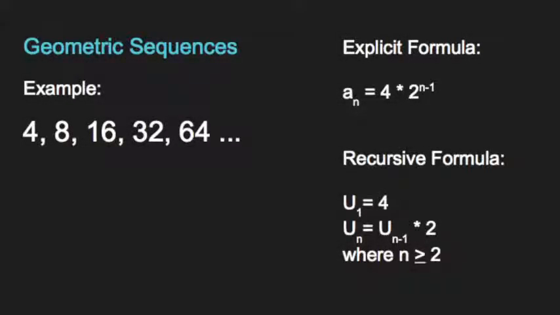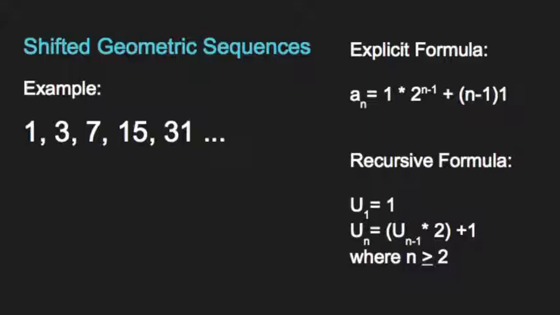And so the next step is a geometric sequence, and that's where you multiply the past term by a number each time. An example of this would be 4, 8, 16, 32, 64. The explicit formula of this example would be a sub n is equal to 4 times 2 to the n minus 1. The recursive formula of this would be u sub 1 is equal to 4, u sub n is equal to u sub n minus 1 times 2, where n is greater than or equal to 2.